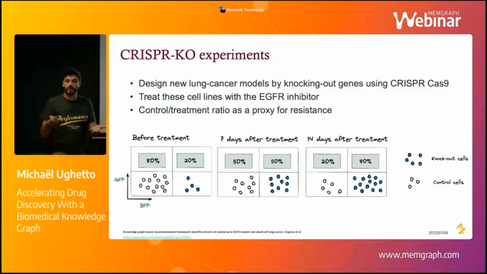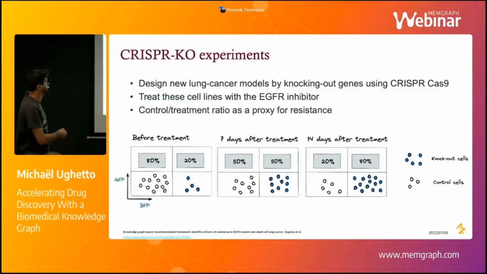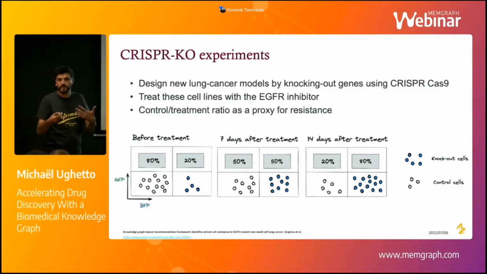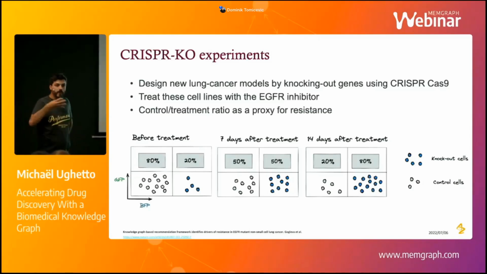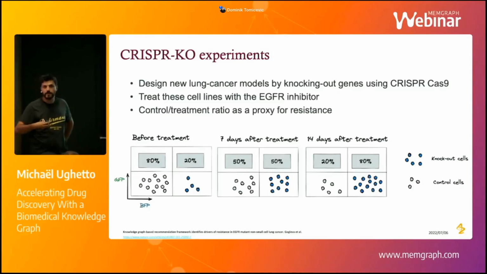It works, doesn't work, and we get this proxy measurement of basically the survival of cells to see if they are resisting or not to our drug. So maybe to summarize, what they try to do in the lab is to create the resistance to our drug so that we can then check how we can counteract that.